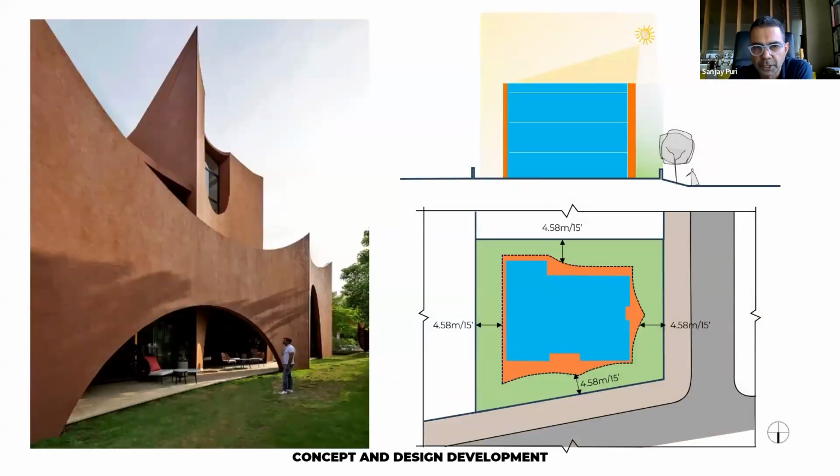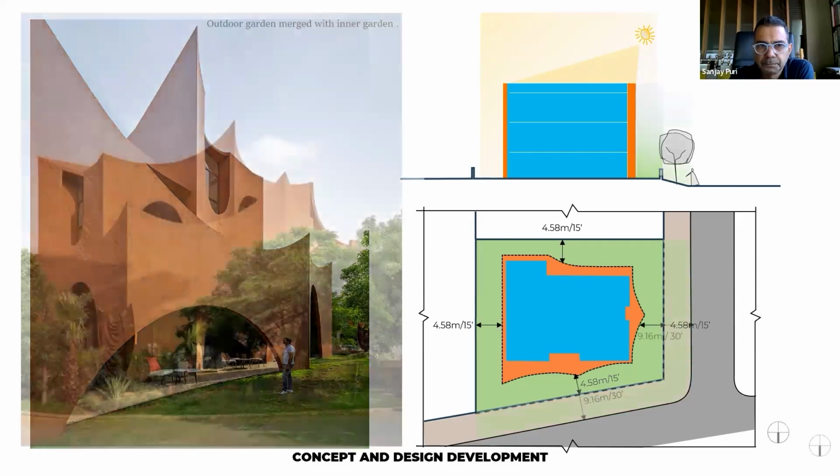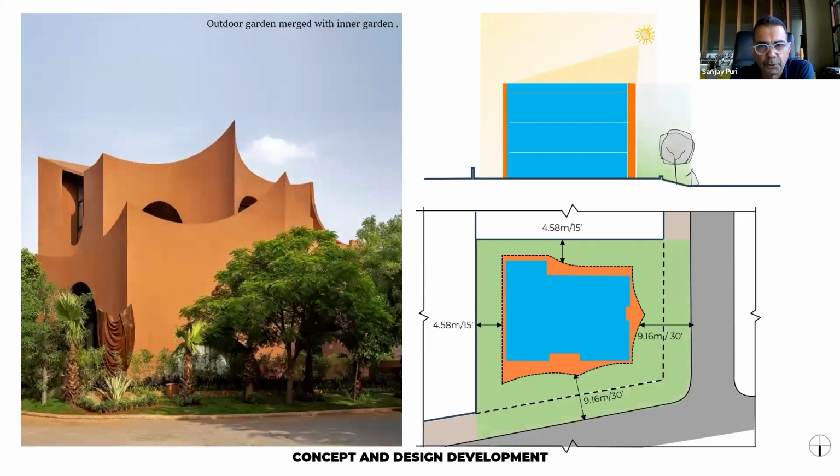So all of these spaces that you see on the left are all sheltered outdoor spaces, and most of the spaces are oriented towards the north and the east. So this is the house seen from the road junction.